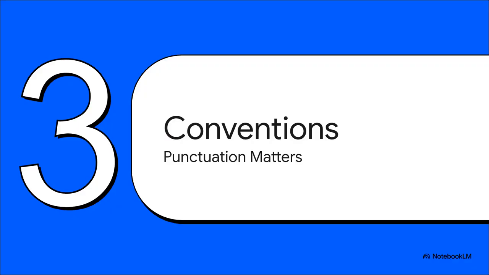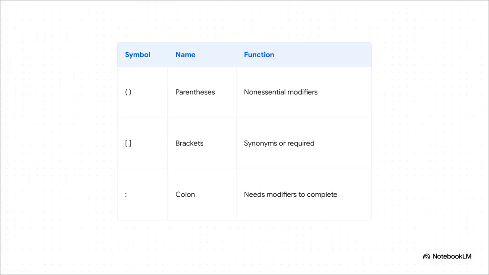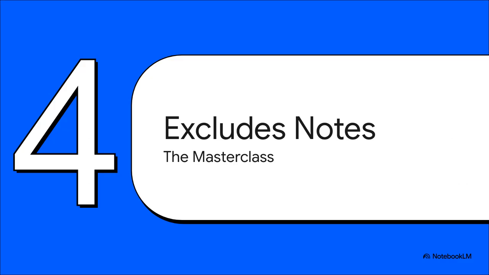Okay, Section 3, Essential Conventions, where punctuation matters. In this manual, punctuation isn't just grammar, it's a set of strict legal functions. Parentheses, they enclose non-essential modifiers, meaning they don't change your code assignment at all. Brackets, on the other hand, enclose synonyms in the tabular list, or they identify mandatory manifestation codes over in the index. And a colon? Well, that just means the term is incomplete and requires an additional modifier to actually be assignable.